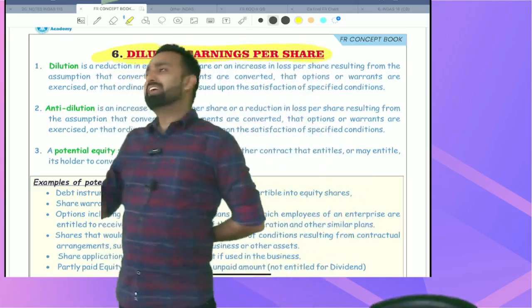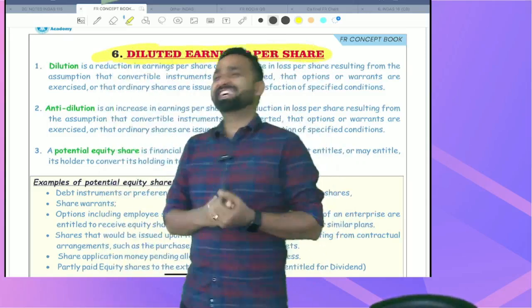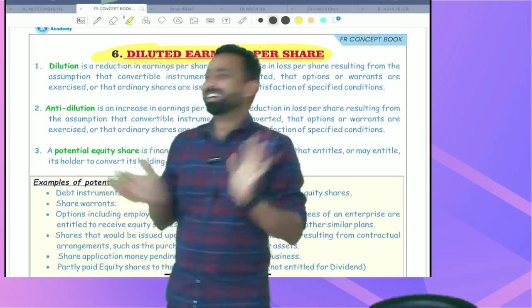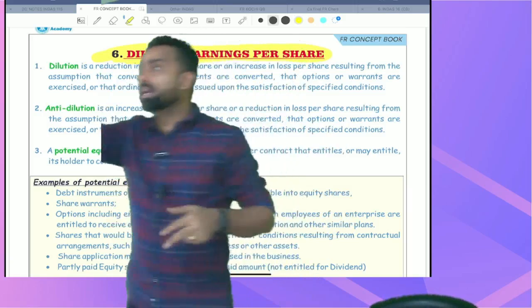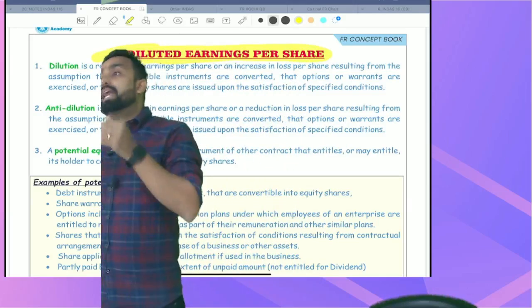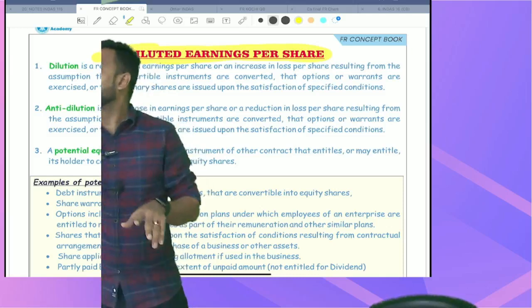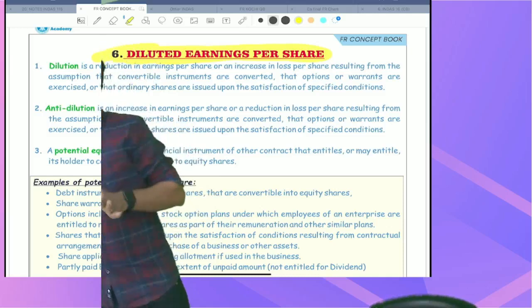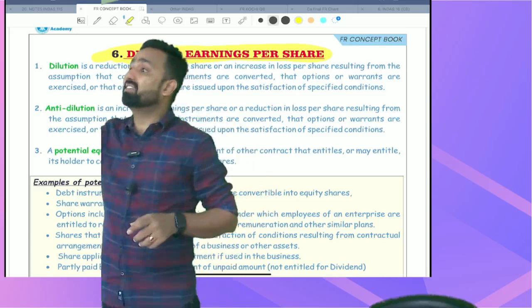Excluding potential shares, we'll calculate the basic earning per share. We don't know the diluted part. So what were we talking about? Diluted earning per share. In diluted earning per share, you guys, the ordinary equity shares, will always be available, but they will also be available now. Who are they? Potential shares, because they are getting converted into equity.